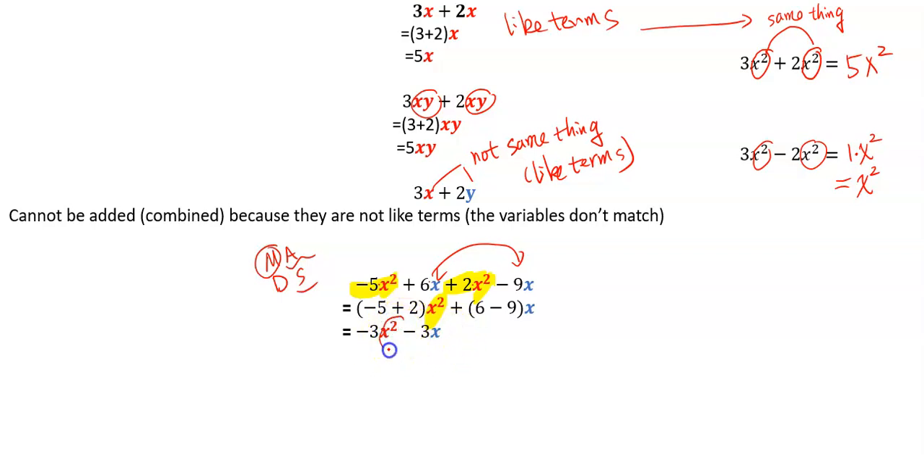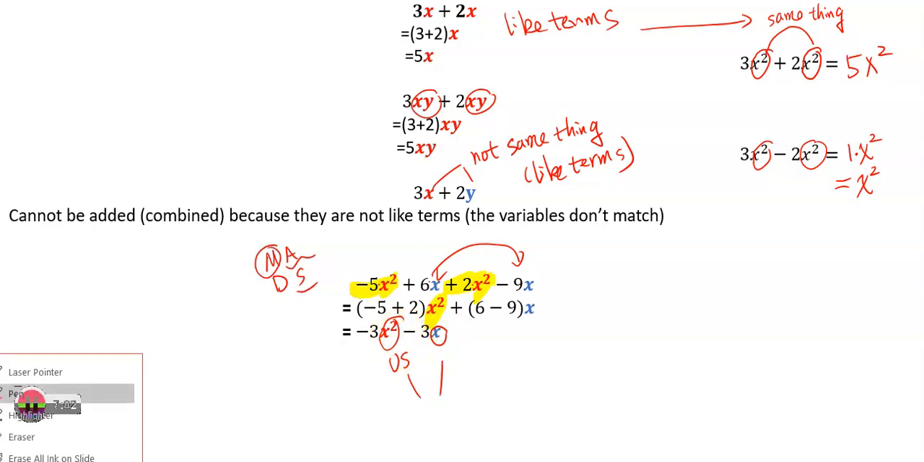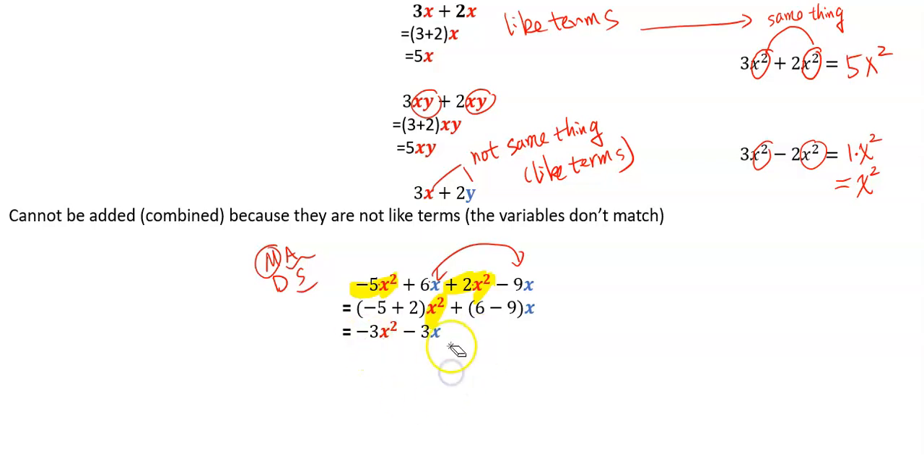It's kind of like maybe this is US dollars, and maybe this is Canadian dollars, and they don't really match, so we cannot combine them unless we convert them to the same currency. But because we don't know what they are, we cannot convert them. That's all based on the information we have. That's all we can do. We cannot combine the terms that are not like terms. So this is the final answer.